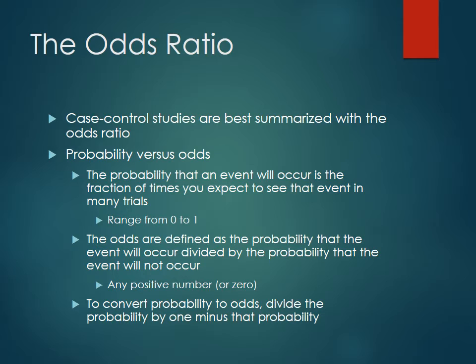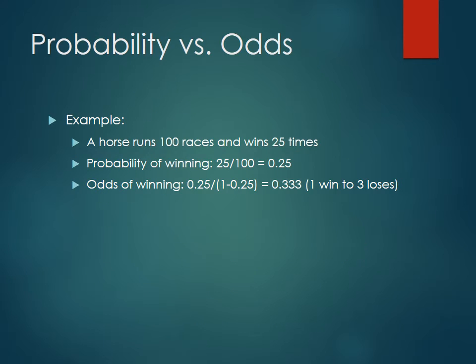I'll show you an example of that in a second, because I know those definitions are not real great. If you need to convert probability to odds, you can just divide the probability by 1 minus that probability, and you get an odds value. So the example would be a horse. If we have a horse that runs 100 races and wins 25 times, what would be the probability of that horse winning?